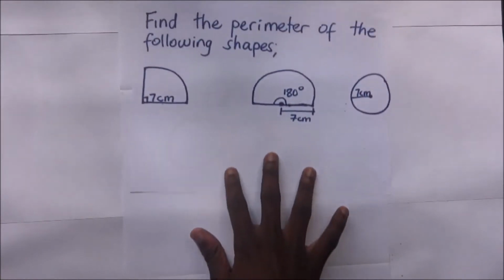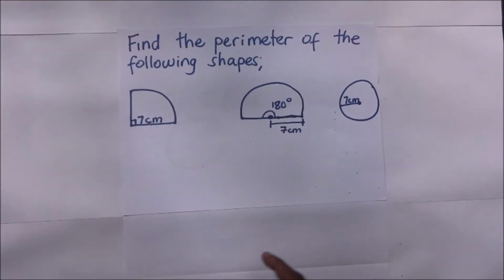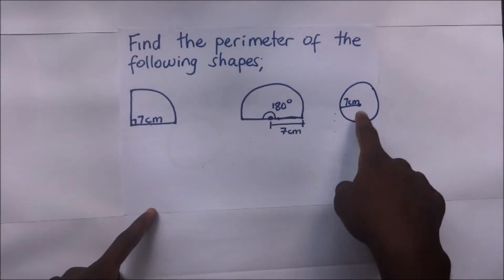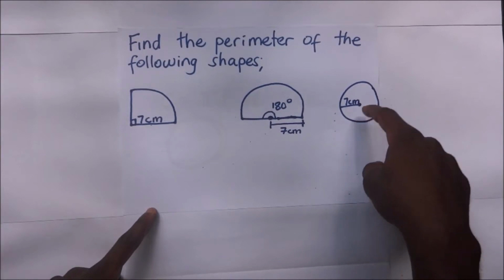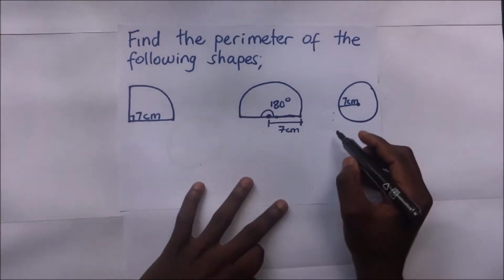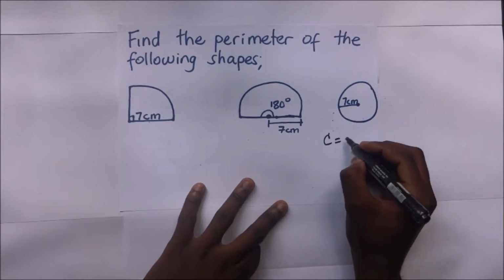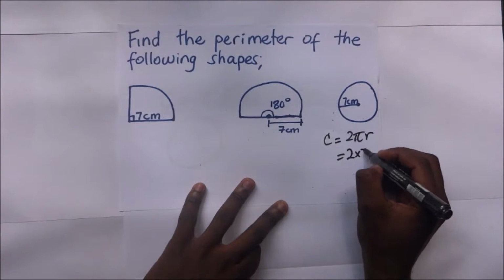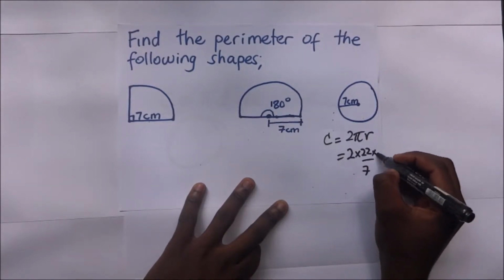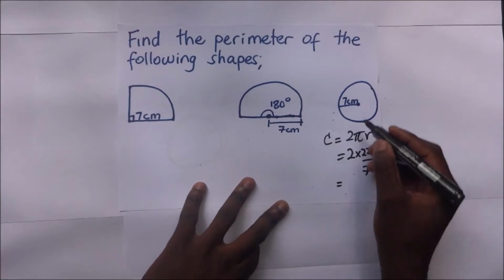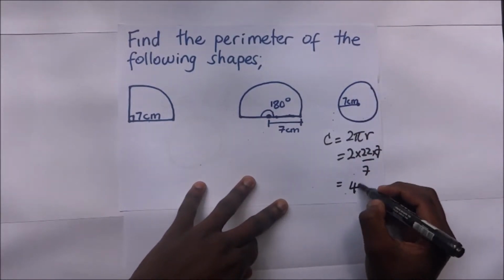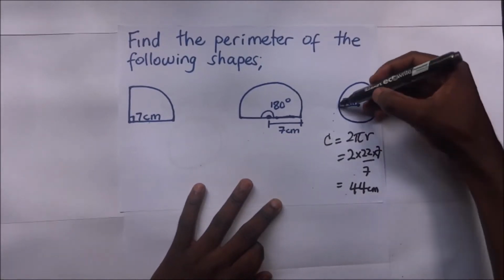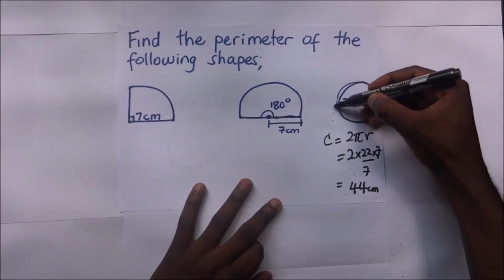Now if we are being asked to find the perimeter of these following shapes, you realize that these shapes are not full circles. Let's look at this one. This is a full circle. For me to find the perimeter of this circle, I'll say the circumference is going to be equal to 2 pi r, which is 2 times 22/7 times the radius, which is 7. And the perimeter here is 44 centimeters. And so it means that this 44 centimeters is the distance moved around the whole circle, or the curved part of the circle.